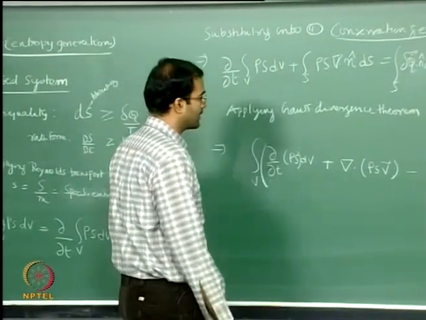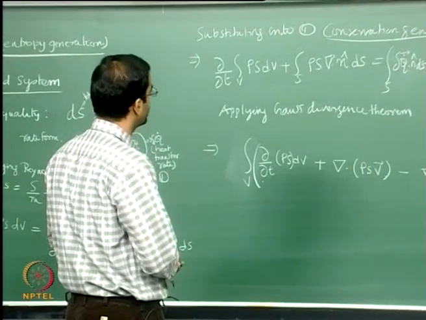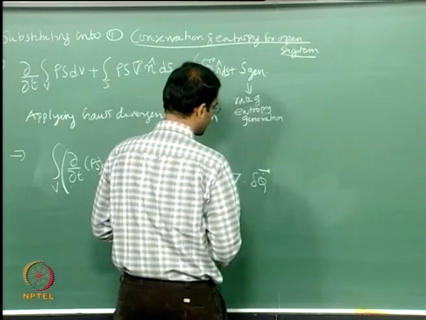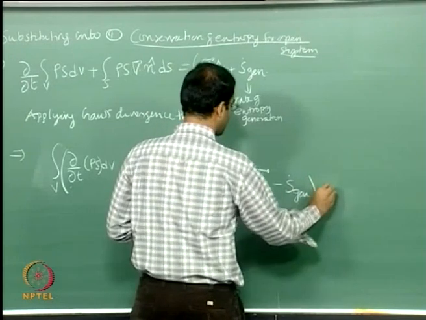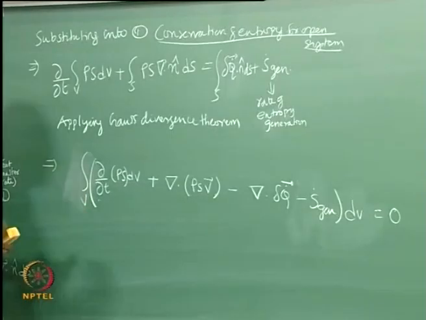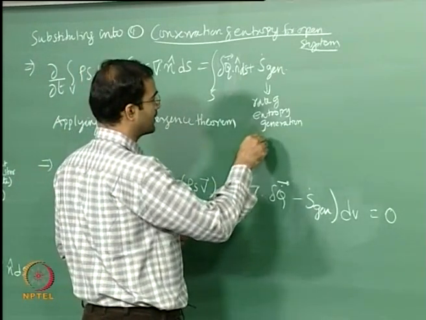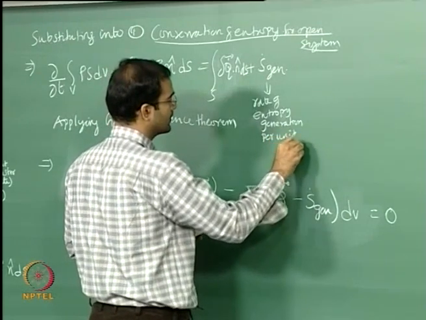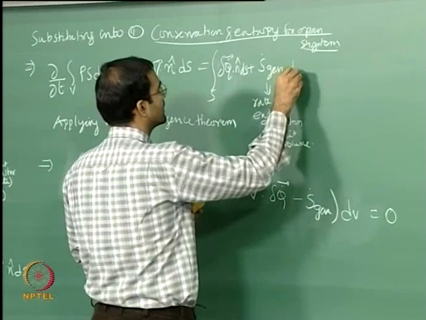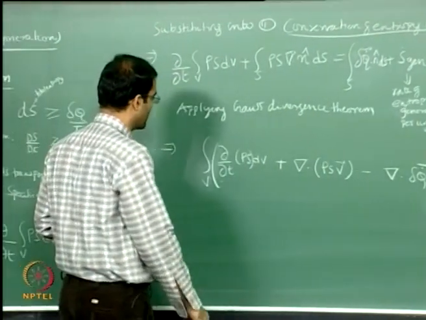So therefore I can also say that, or maybe I can also look at this way, I want to look at the entropy generation for the entire volume, so I can also bring this inside minus S dot gen dV equal to 0, right, so that I can separate out the integrand and write finally a partial differential equation, okay.